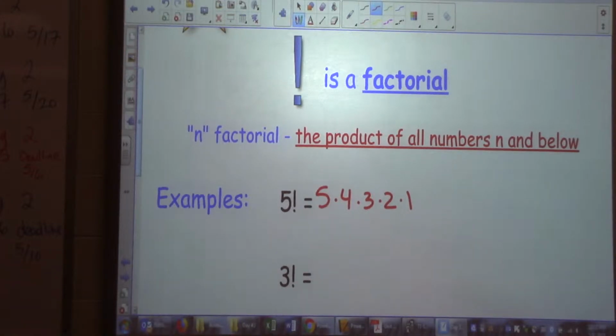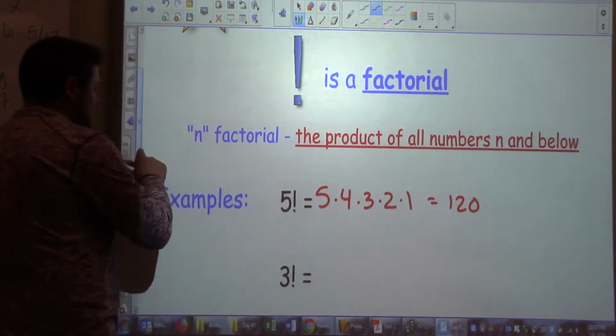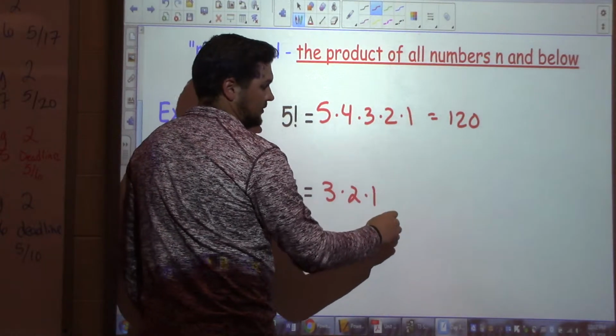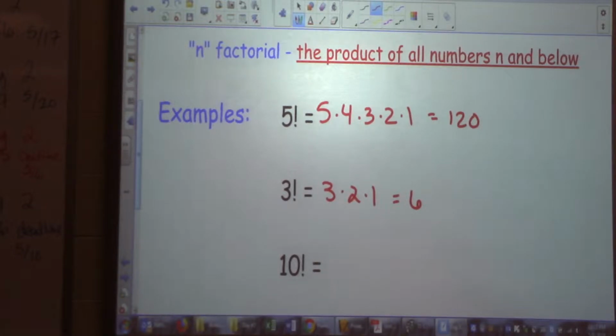Now what would that equal out to? Does anyone know? 120. 3 factorial would be 3 times 2 times 1, which would equal 6. Why do we do this? That's a great question, and one of the examples we're going to do in a second is going to tell you why.